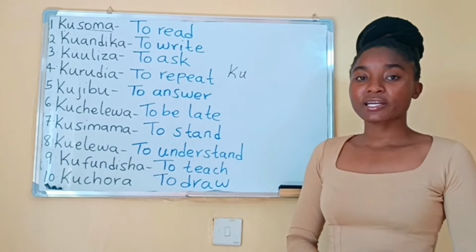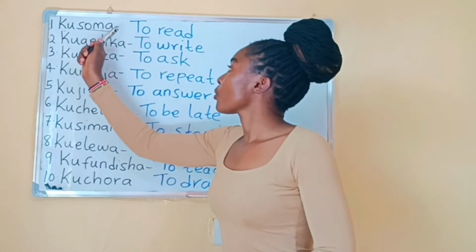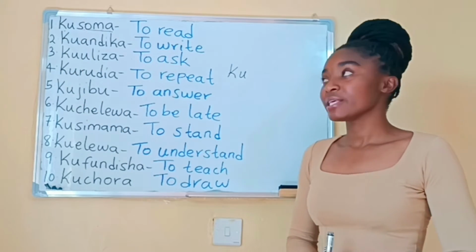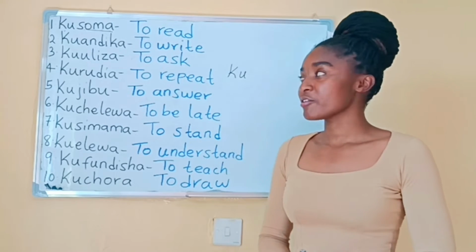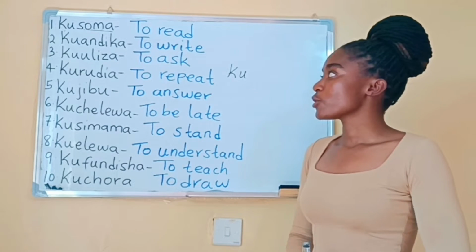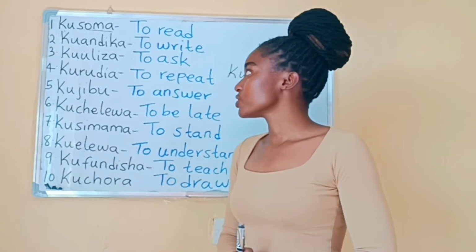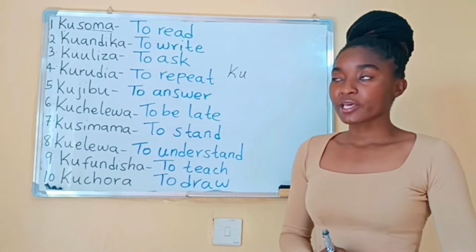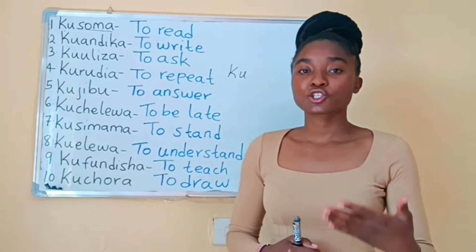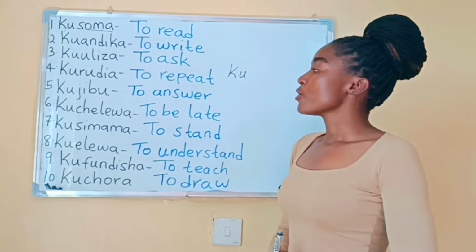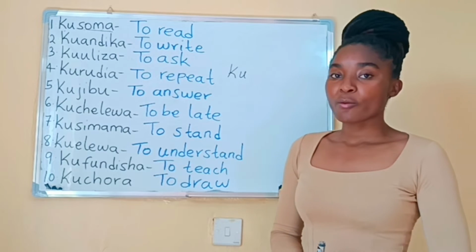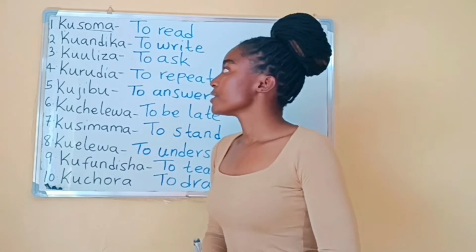Okay, so the first one that I've said is kusoma. Kusoma means to read. Very simple. To read. So soma is our root verb, which is read, okay? So if I say soma, it means read. But now the verb is kusoma, which is to read.